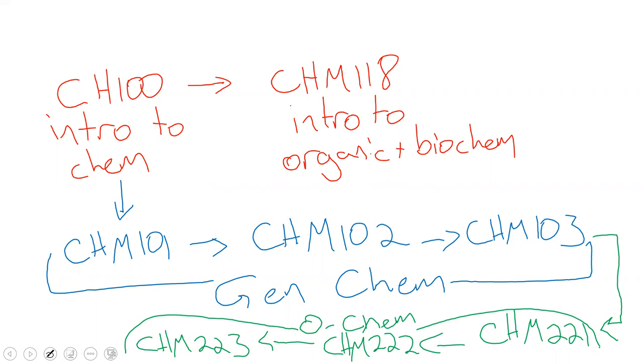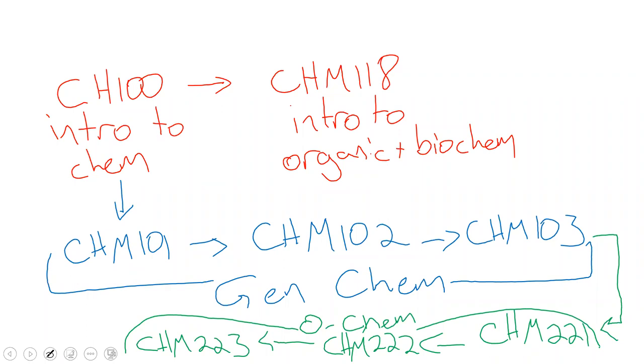So if you're trying to go to UNR, you might need a whole year of chemistry, in which case you might have to take 118 and then the first quarter of real OChem. That's an exception to the rule. For the most part, if you need two chemistry courses, all you need is 100 and 118.